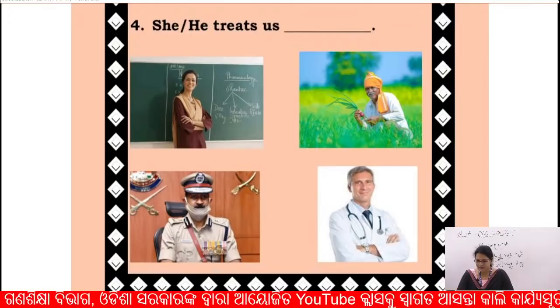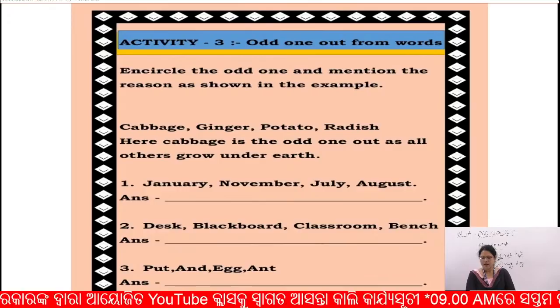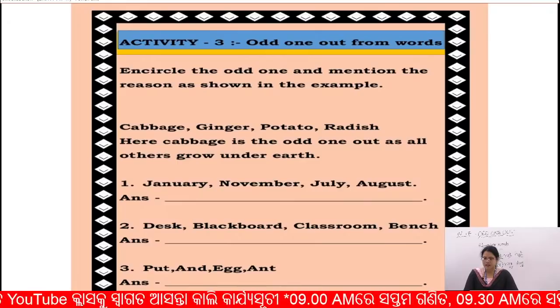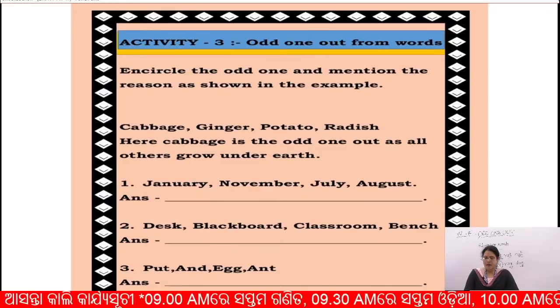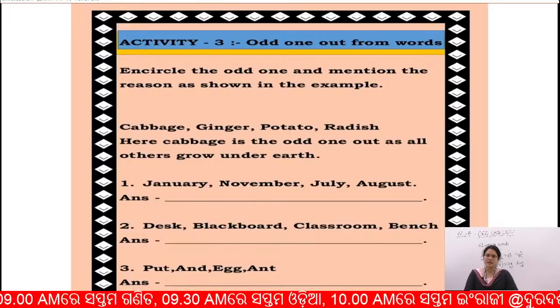In activity number 3, students, odd one out from words. Today we do some words, without any picture. Without using any picture, we will find the odd one out. So, look at question number 1. January, November, July and August, all are months. So how will we find out which one is odd? We will count the number of days. Count how many days January has, November has, July has, and August has. Right students? Do it then.